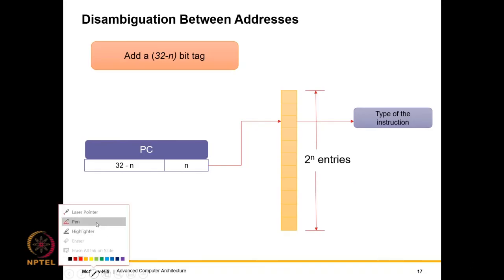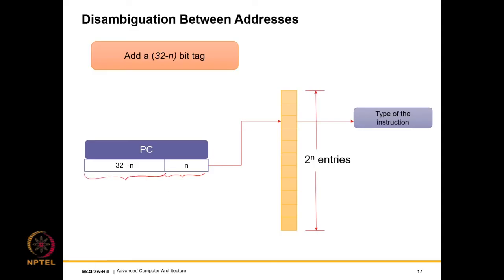So what we need to do is that the primary confusion that actually arises over here is because of the fact that we are using the lower n bits, and the upper 32 minus n bits are not being used. So it is possible that two addresses have the lower n bits in common, but the upper 32 minus n bits are not common.